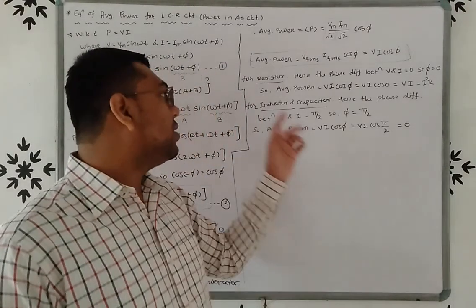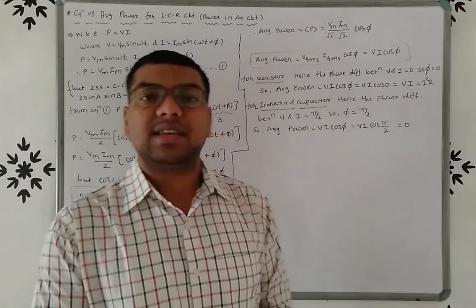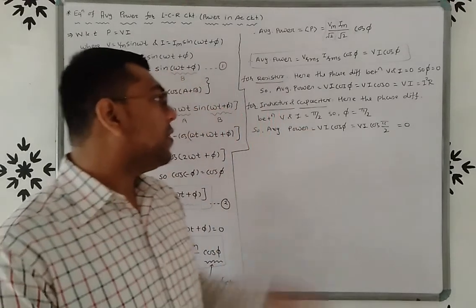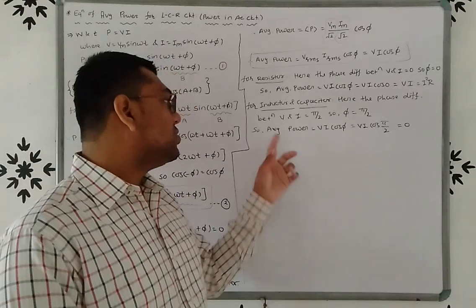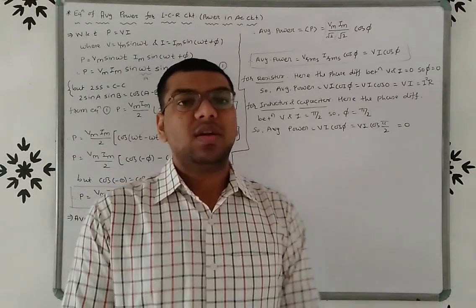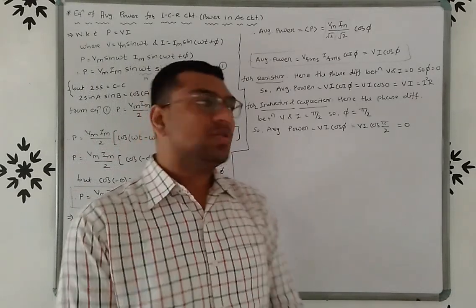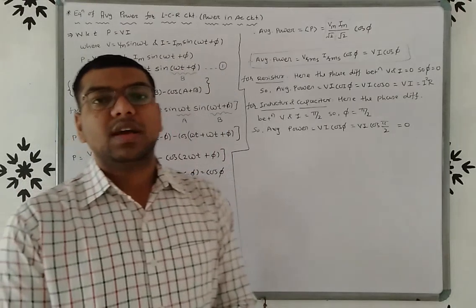Why? Because for an inductor and a capacitor, the phase difference between voltage and current is equal to pi by 2. So phi is equal to pi by 2. So average power is VI cos phi, which is VI cos pi by 2. The value of cos pi by 2 is equal to 0. So average power is 0. Right?